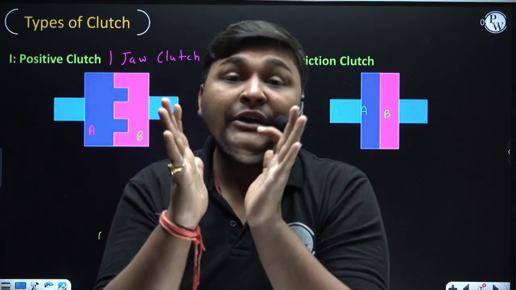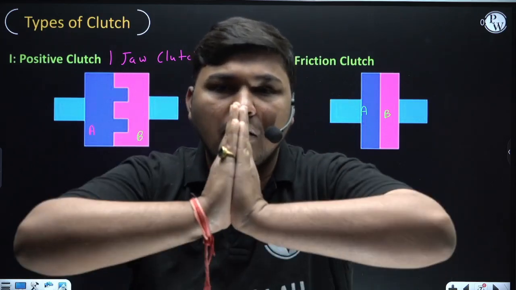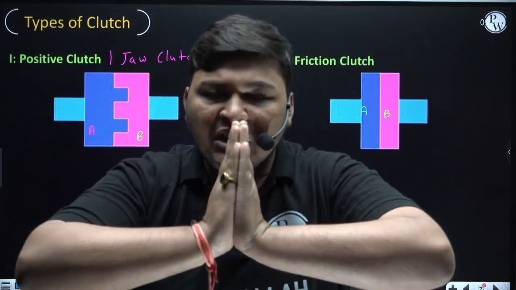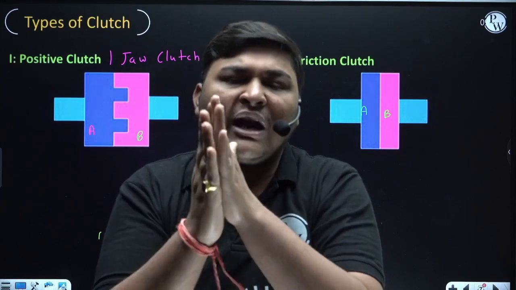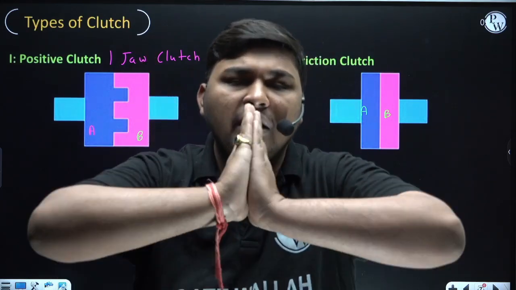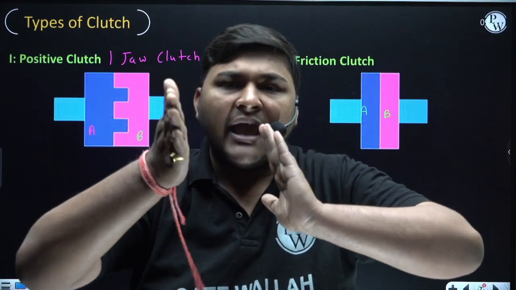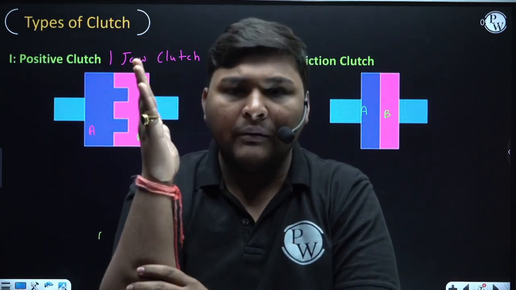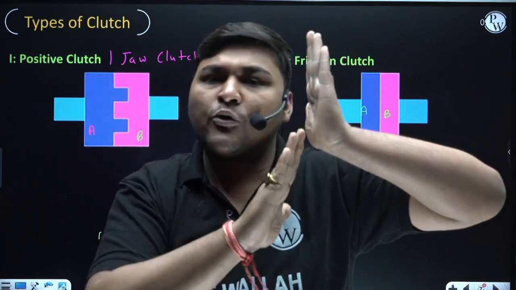Due to normal pressure, normal force will come. And due to normal force, friction force will come. And due to friction force, this torque or power will transmit from input shaft to output shaft. Suppose input is rotating like this, and we are rotating input by providing power. But right now, if they are disengaged, output will not rotate.